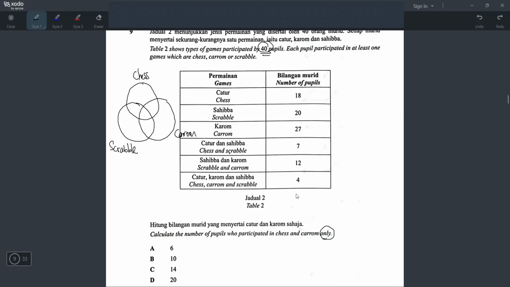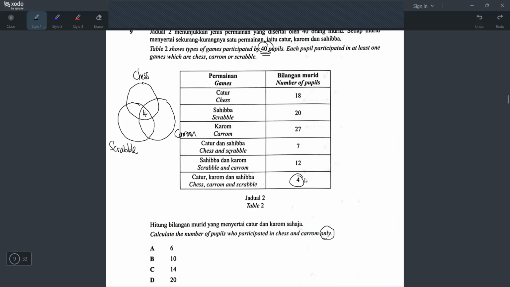But the last one you can write, because the last one is chess and carom and Scrabble 4. This one you can write because that's the middle part. And you don't have to put the dot. If you put a dot, it becomes elements already. This stands for number of elements. So actually, you cannot write the dot. But it's not important because it's paper one. They don't look at the working also.